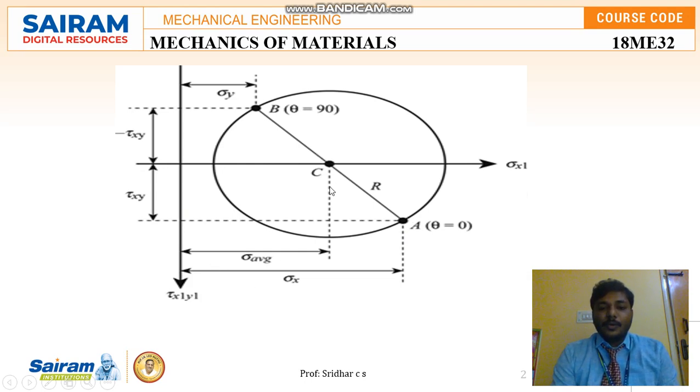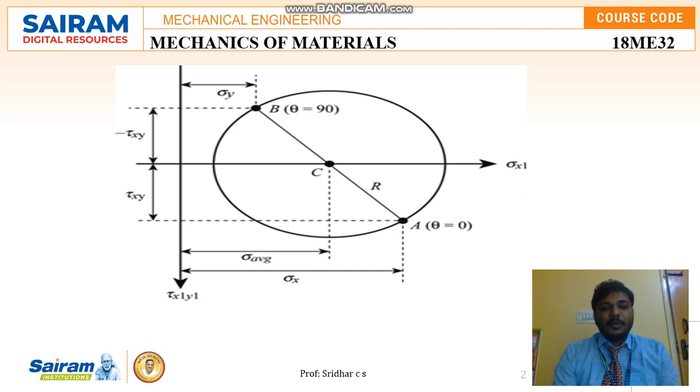From the middle, the point C is between A and B, where we have started marking one line. From A and B, the center point is C. If I measure from that C, the value is sigma x plus sigma y divided by 2. That is nothing but sigma average, the value of both sigma x and sigma y. Based on this only, we are going to identify the values.